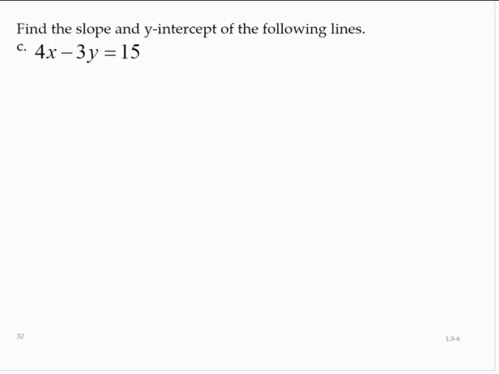Now if we look at this next exercise, we're asked to find the slope and y-intercept of 4x minus 3y equals 15. Now this is in what's called the standard form of the equation of a line. So what we will do is put it into the slope-intercept form to get that information. To put it in the slope-intercept form, we will solve for y.